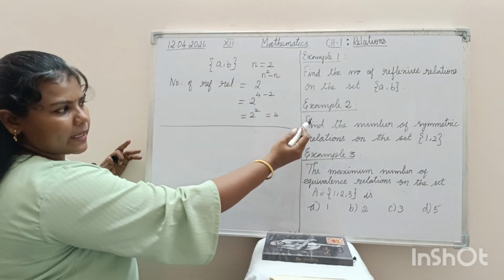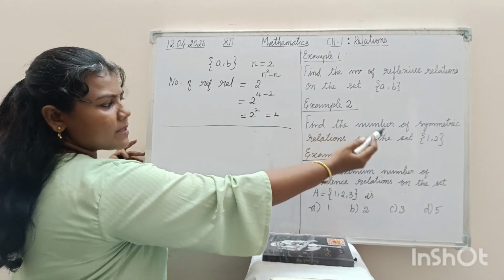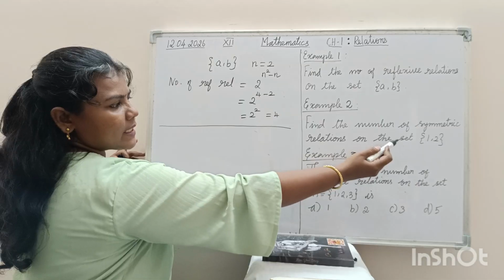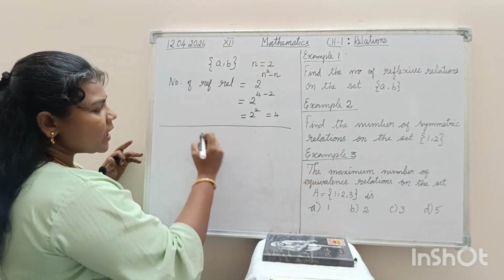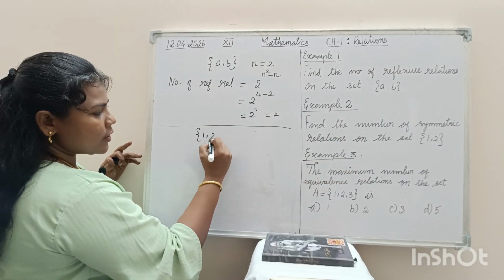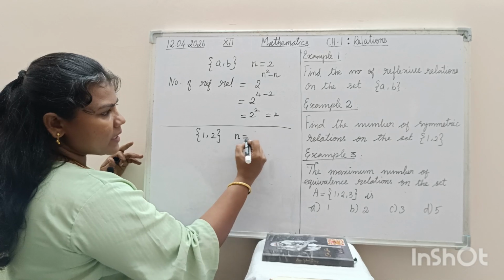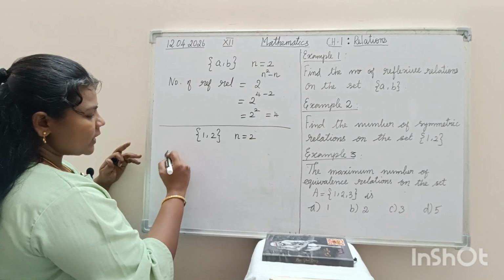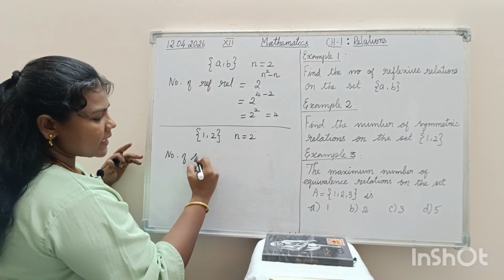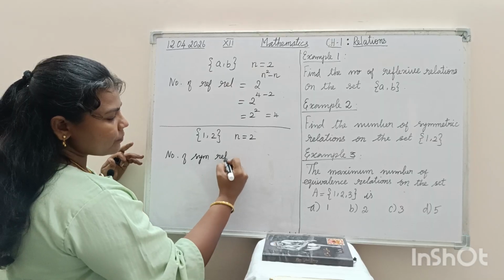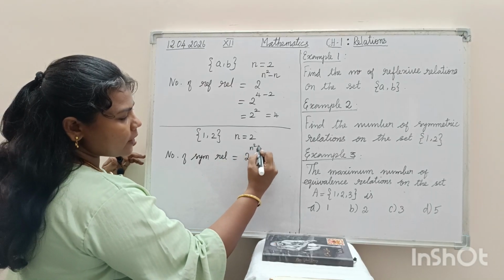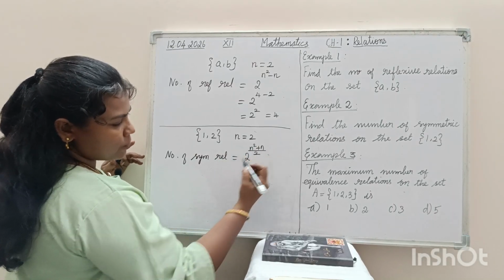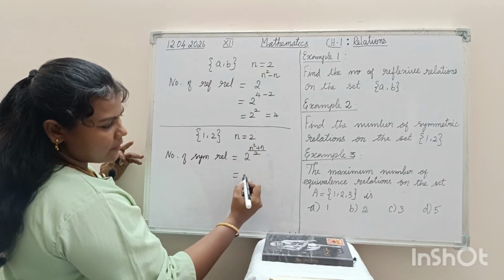Now we move on to example 2. Find the number of symmetric relations on the set containing the elements 1, 2. Now we consider the set 1 and 2. Here the number of elements is 2. Now we know the number of symmetric relations is equal to 2 power n square plus n divided by 2. We substitute n equal to 2 here.